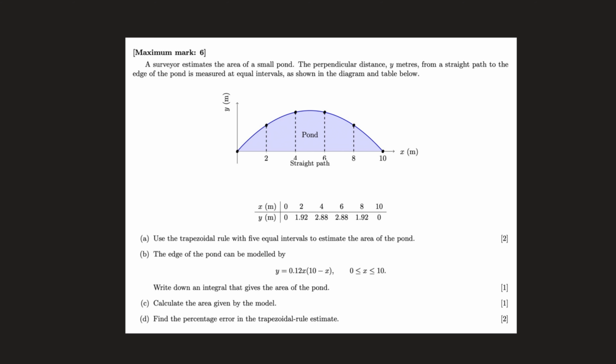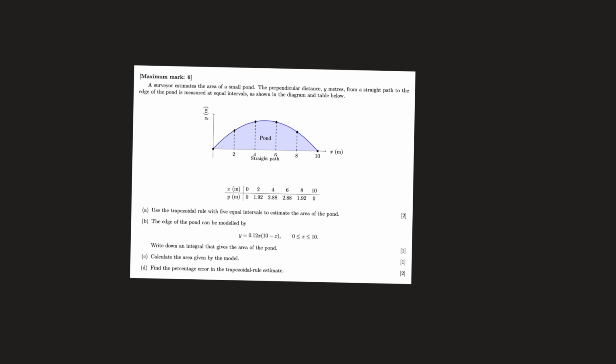Underneath that, and this is very common in exam questions, we're given a table of values, and the first thing we need to do here, question A, is to use the trapezoidal rule with 5 equal intervals to estimate the area of the pond. Okay, well, to get us started, let me move this question to the side and I'll shrink it a bit. Don't worry, I'll make it bigger when needs be, like so. And underneath all that, I'll go ahead and write SOL for solution.